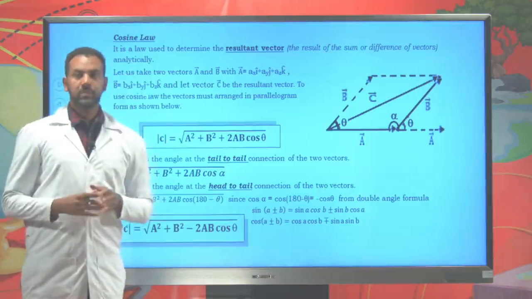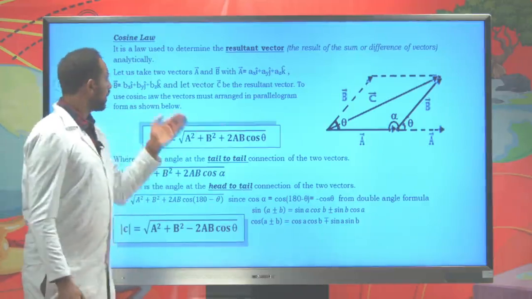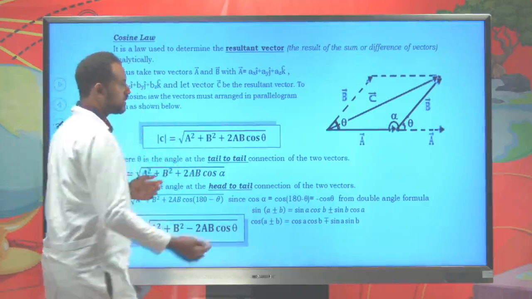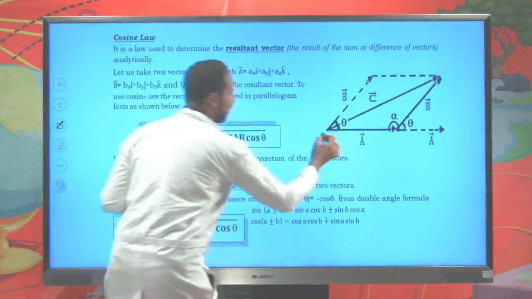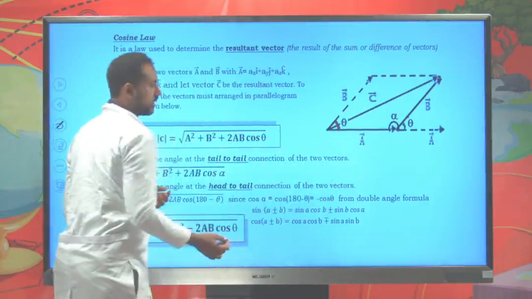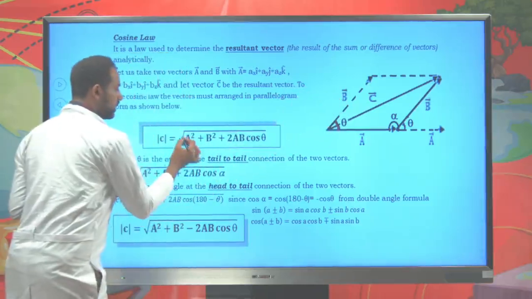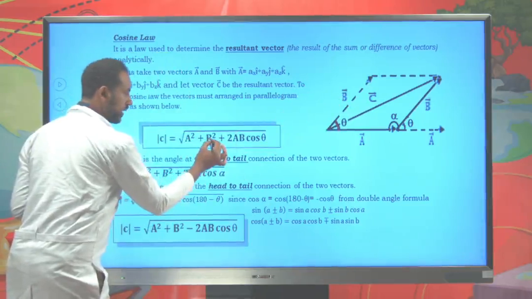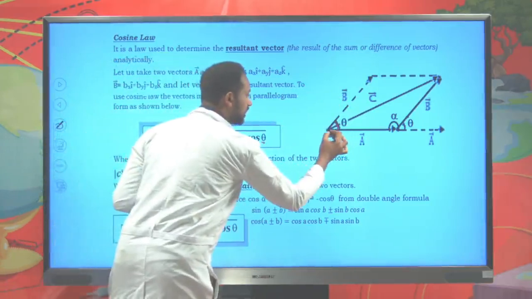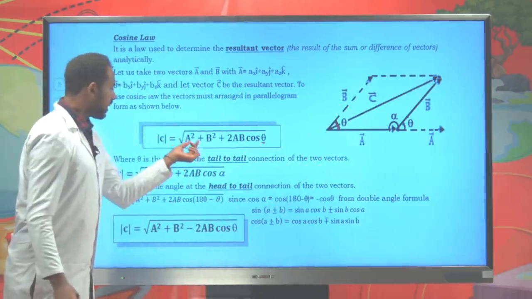And the other law, the trigonometric or mathematical method of vector adding and subtracting, is the cosine law. Cosine law is very helpful to determine the resultant vector of two vectors. For example, here you have vector A and vector B, and those two vectors have an angle theta between them. Therefore, to determine the resultant vector, let's say the resultant is C, using cosine law, C squared is a squared plus b squared plus twice ab cosine of theta, where theta is the angle between the two vectors at the tail-to-tail connection.